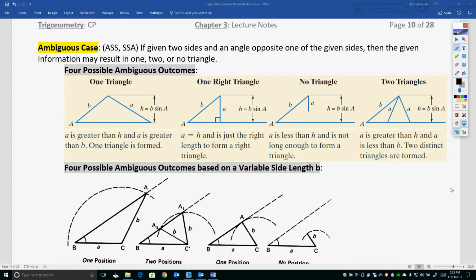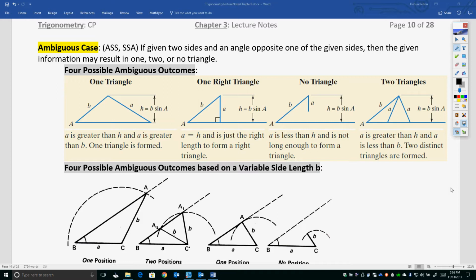In Part 2 we're going to cover the ambiguous case. The ambiguous case is the case where you have the ASS, or ass backwards. This can be done with law of sines or cosines. We're going to focus on using law of sines to solve for lengths and angles.